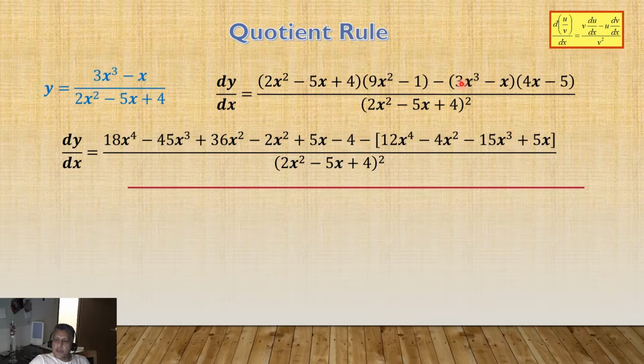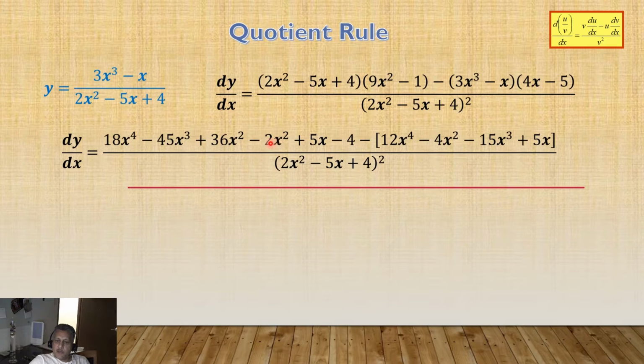4 times 3 is 12, x to the 4th right there. 4 times minus x will give you minus 4x squared. And then we go to 5 times 3 is minus 15, x cubed. And then this becomes plus 5x right there. This is why I said to open the brackets, because all of these signs are going to change in the next step. And then we're going to look for like terms.